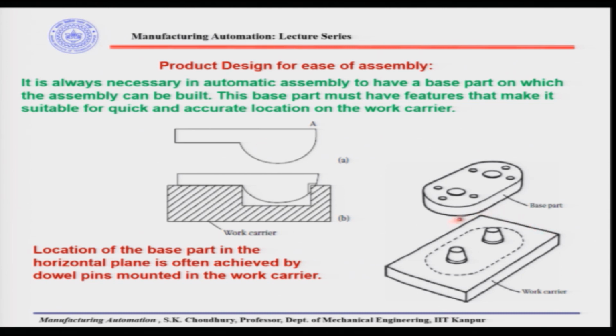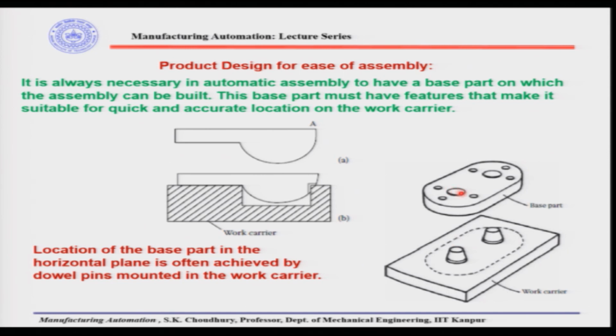Now, sometimes the base part sits on the work carrier with a dual pin. Say these are the pins, and these pins go into these holes, so that the base part can be quickly located here. Location of the base part in the horizontal plane is often achieved by dowel pins mounted in the work carrier. So, these are the dowel pins, and they can come in.